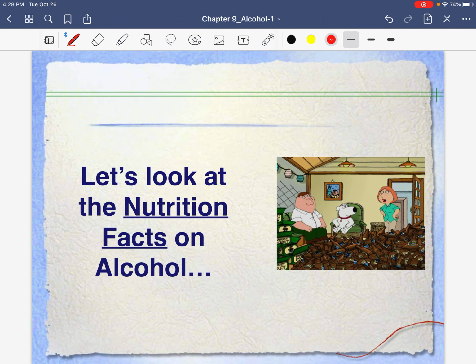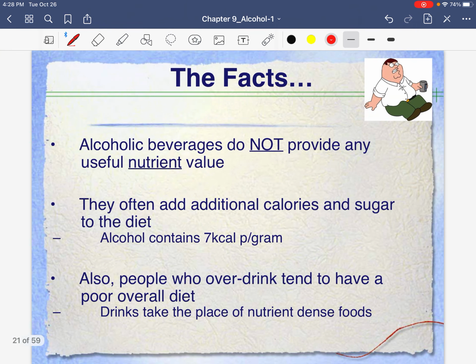Let's look at some nutrition facts, shall we? Of course we shall. So it is a fact that alcohol, the ethanol, does not provide any useful nutrient value. Sure, because it's fermented grains or fermented fruit, in the case of wine, you could say, well, there's some sugar in there. Well, there is. But I'm talking about a useful nutrient. We should be getting all of our sugars from foods. So there's not really any benefit to this alcohol.